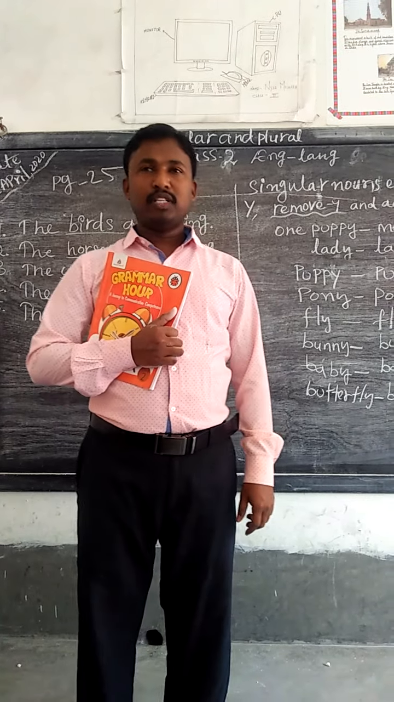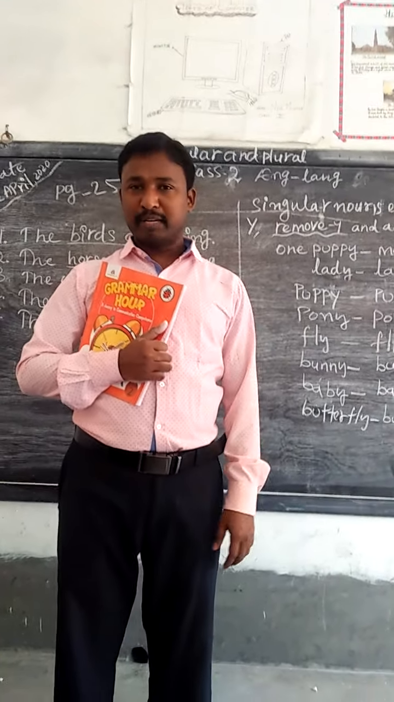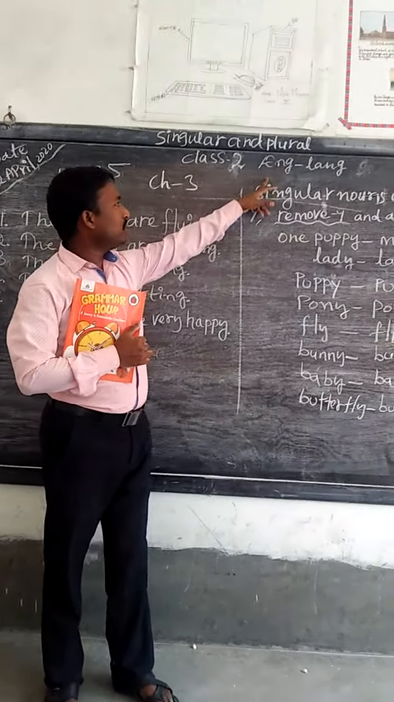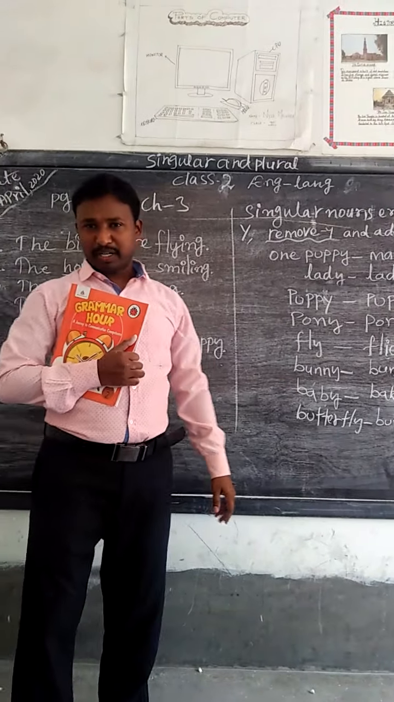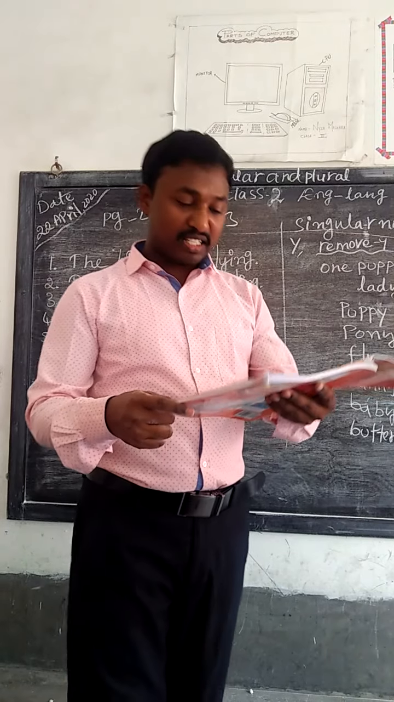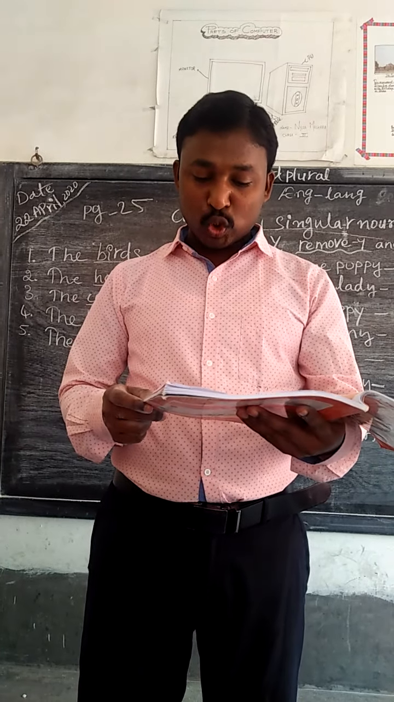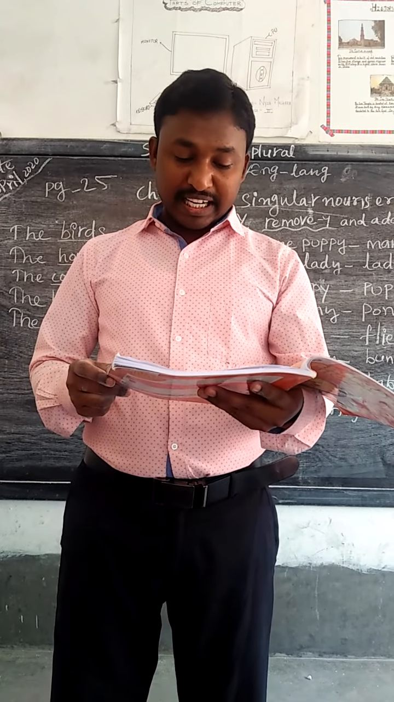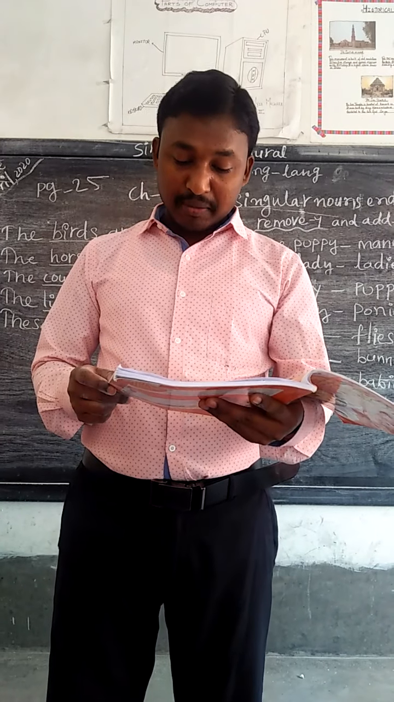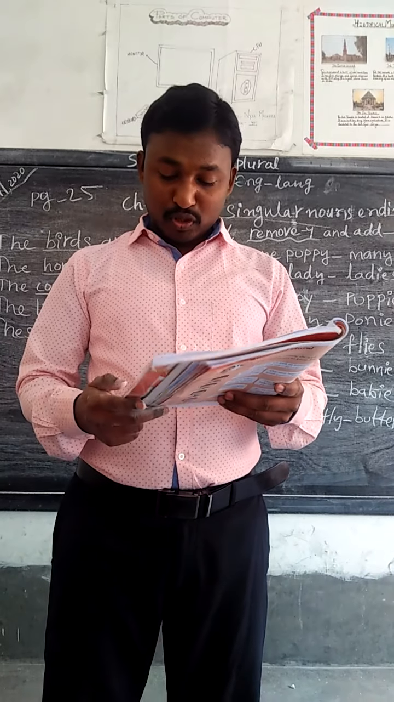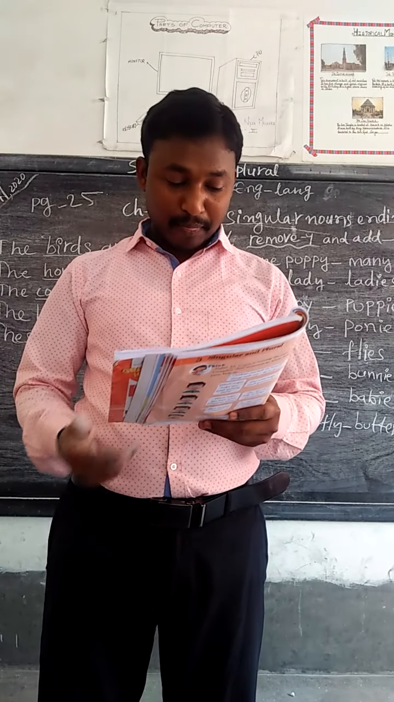Children, so today we are going to continue the same lesson. Class 2, singular and plural, language subject, chapter 3. Today, exercise 1: complete these sentences using the singular or plural forms of the names of the animals shown. If you see the picture, you will understand very clearly.